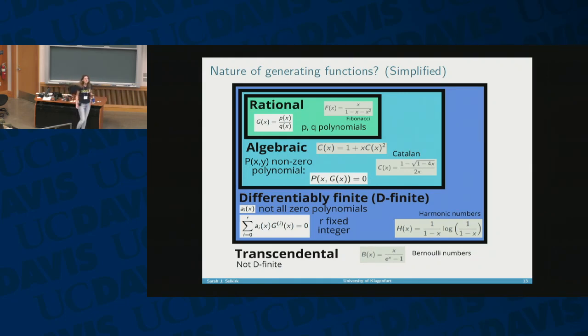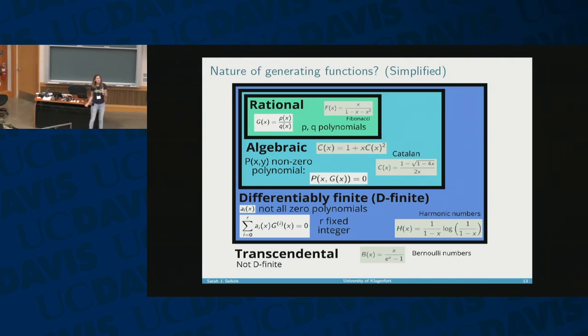An algebraic generating function is one where you have a bivariate polynomial of which your generating function is a zero. A d-finite generating function is one that satisfies a linear differential equation. And then transcendental means that it's not d-finite. There are some further classifications of these, but we're not going to get into them. But essentially, rational exists inside algebraic, which exists inside differentiably finite.